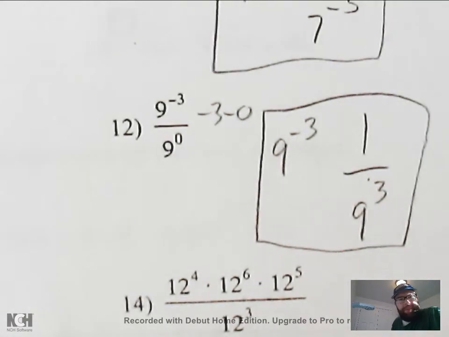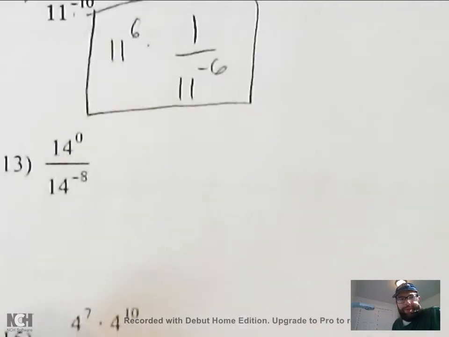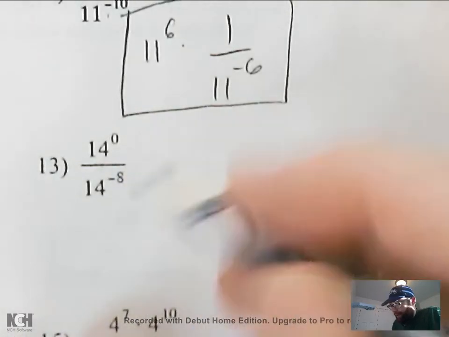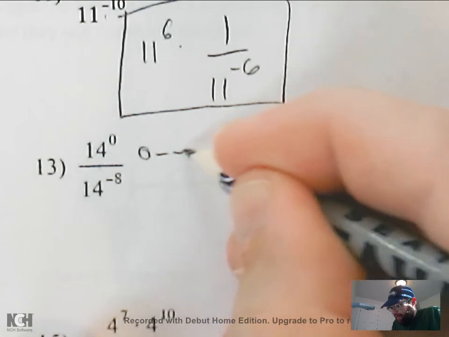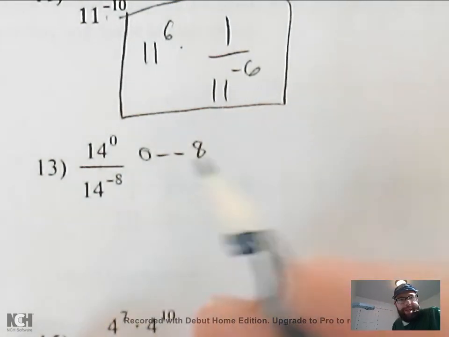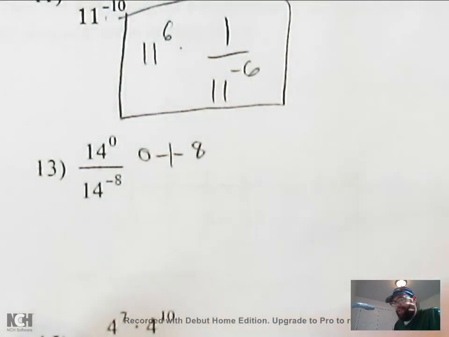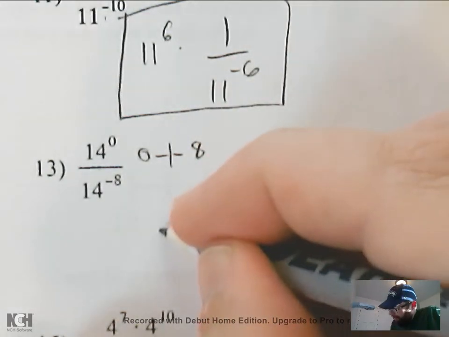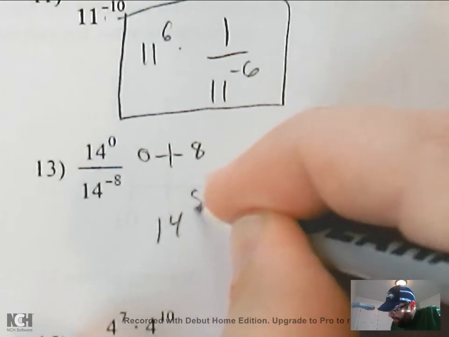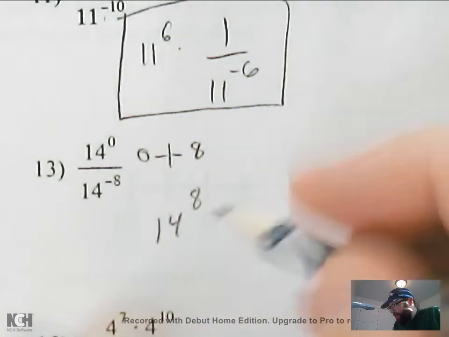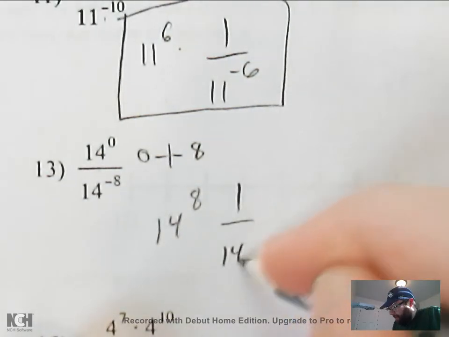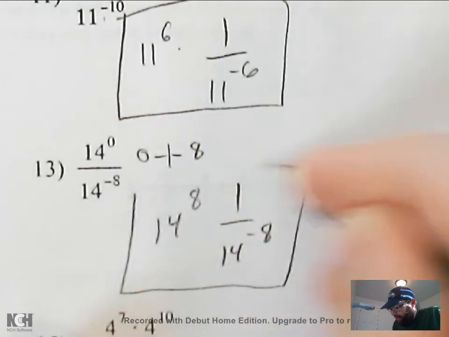Okay. Ooh, this is a good one. I like this one. 0 minus negative 8. What happens when you minus a negative? You end up adding it, right? So it's 0 plus 8, which is 8. So 14 to the 8th. And then you move it downstairs, and it becomes 1 over 14 to the negative 8. That'd be your 2 answers.